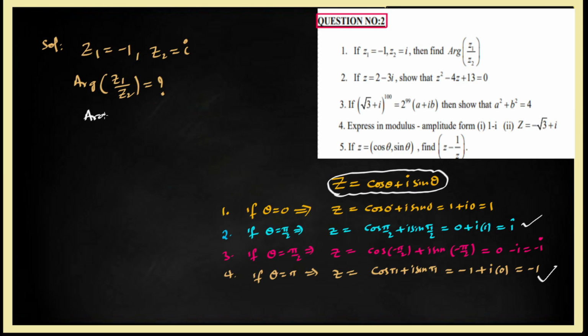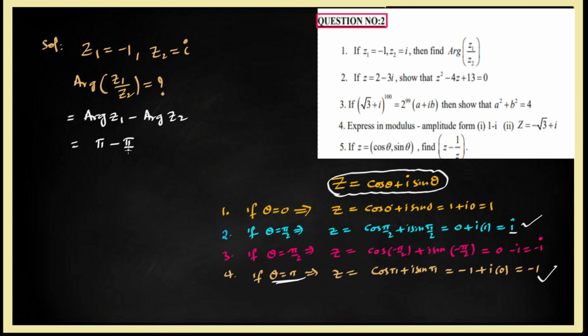So first of all, we can write the argument of z1 by z2 as argument of z1 minus argument of z2. And what about the values? For z1, which is minus 1, theta is pi. Minus the argument of z2, which is i given. For i we get theta as pi by 2.